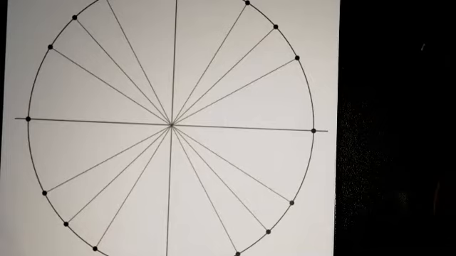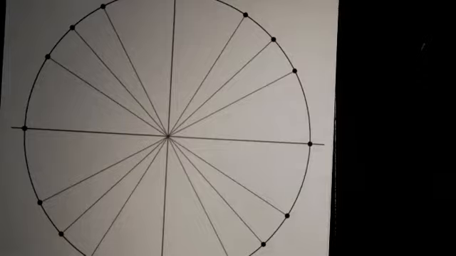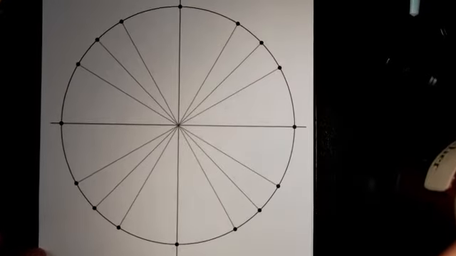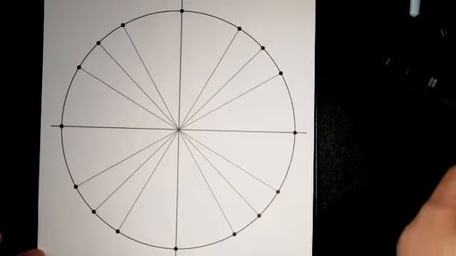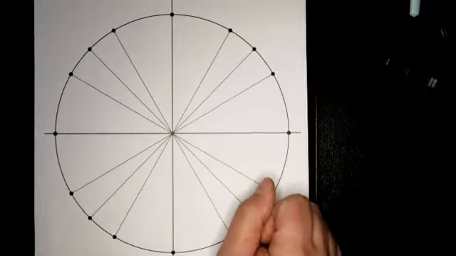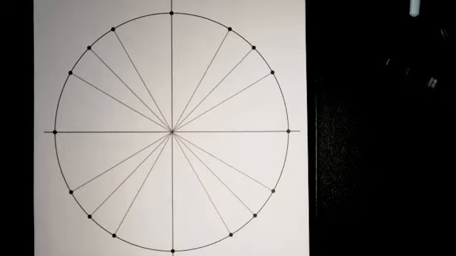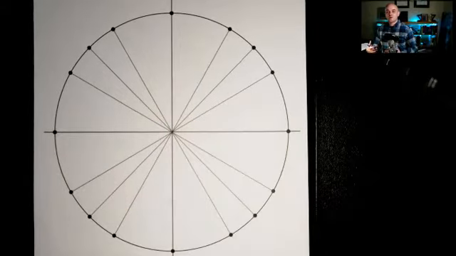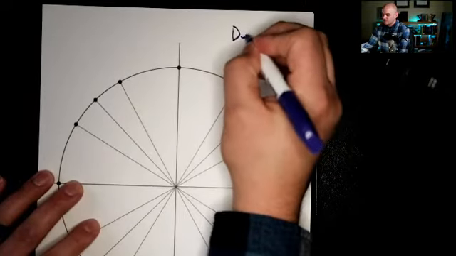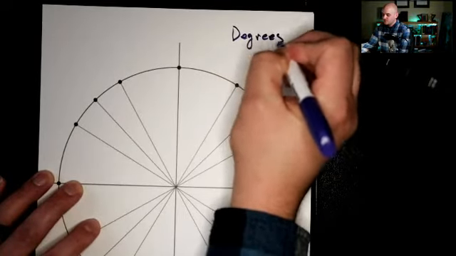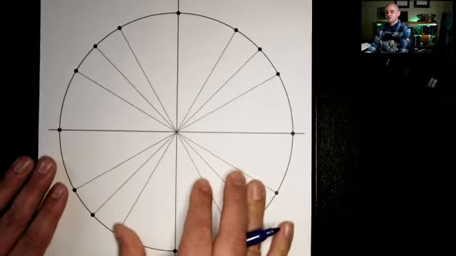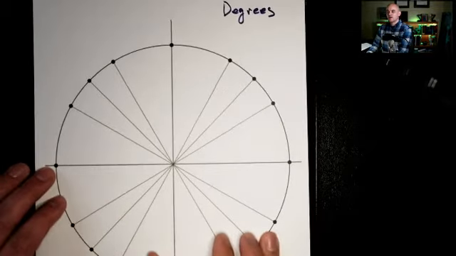Okay, so let's take a look at this circle right here. Now, a unit circle is a circle with a radius of 1 unit. That's why we call it a unit circle. But before we really get into unit circles in general, I just want you to know how to come up with the angles that go around this circle. I'm going to start this one off in degrees, because we can talk about this unit circle in degrees, or we can talk about it in radians.